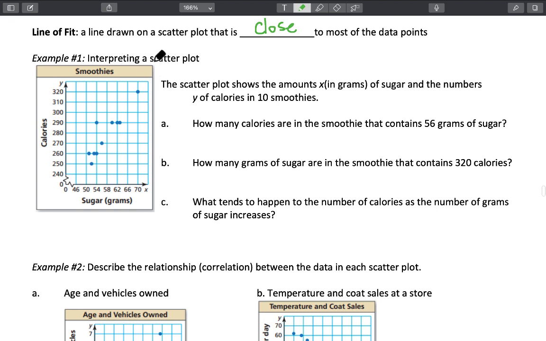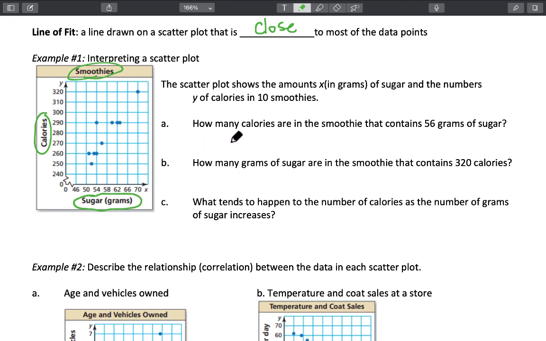When we interpret a scatter plot, it's really important that we look at the title of that plot and the labels on the axes. So you can see here our independent variable is sugar in grams, and our dependent variable is calories. And we're looking at smoothies. So as our smoothies increase in grams of sugar, it looks like they're going to increase in calories as well. It says the scatter plot shows the amount in grams of sugar and the number of calories in 10 different smoothies. And you can tell there's 10 here. If you count all those little dots, there should be 10 of them.